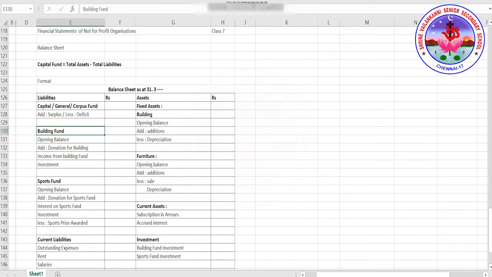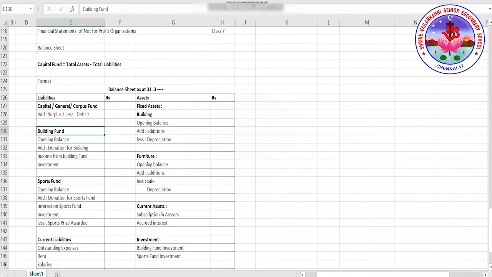Now, I want you to look into the format. Capital fund is otherwise called general fund or corpus fund. When you are preparing the income and expenditure account, you need to add surplus and less deficit. Building fund is a fund that has an opening balance. If you have got any donations for the building, you need to add it. Any income from building fund also needs to be added, and any investment that is related to building fund, you will show here.